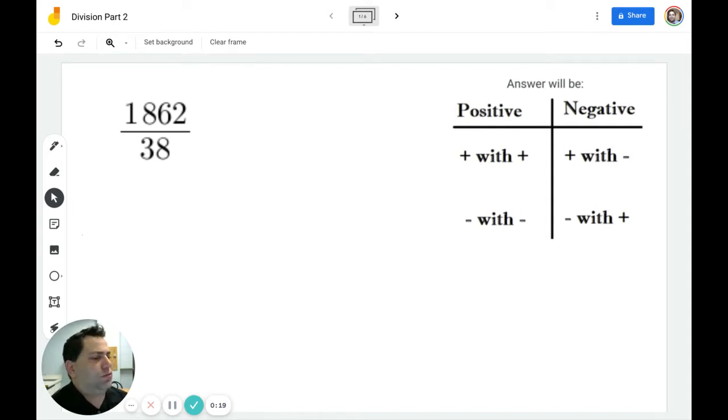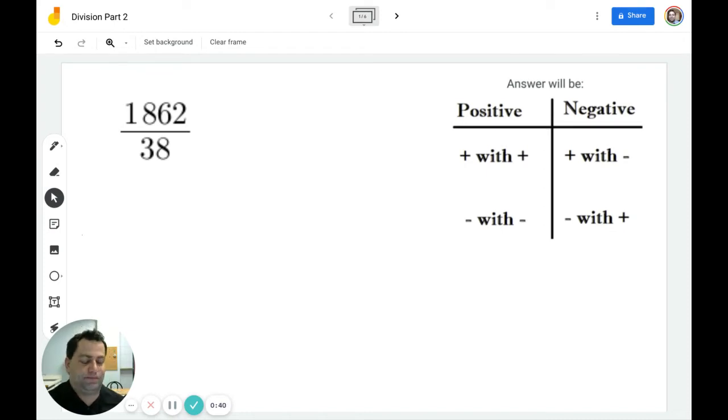I want to draw your attention to the chart in the upper right. Just like with multiplication, division rules are the same for the sign of your answer. If the two integers you're dividing have the same sign, then the answer will be positive. If the two integers that you're dividing have different signs, then the answer will be negative.